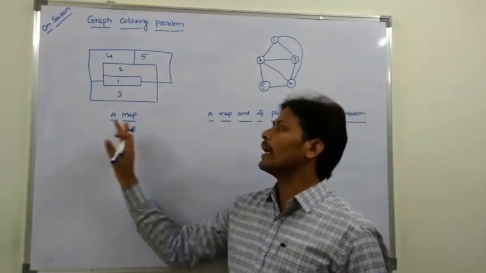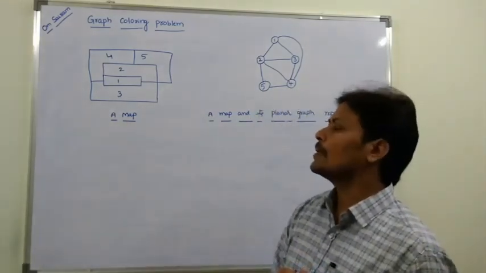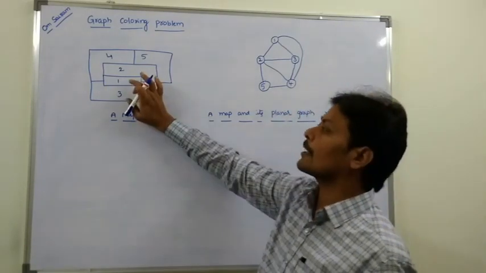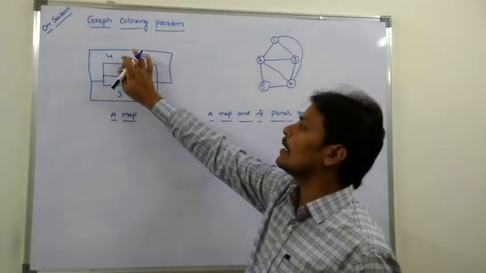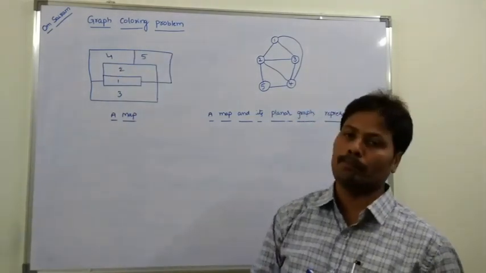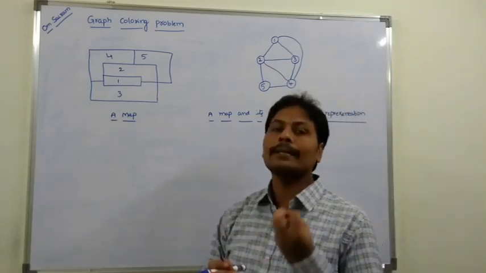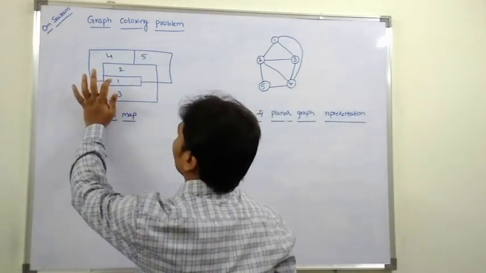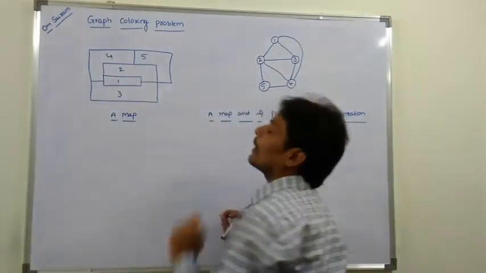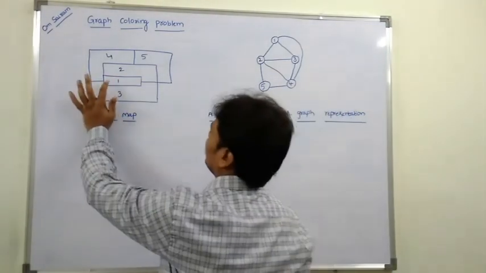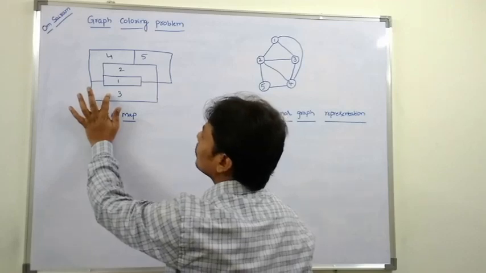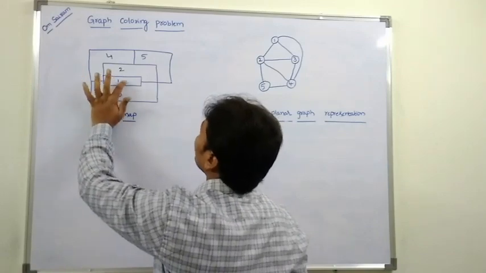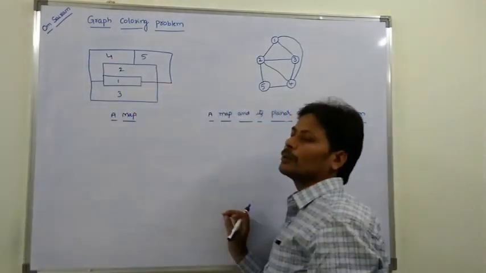So suppose we take this example graph. In this example graph, there are 5 regions: first region, second region, third region, fourth region and fifth region. What are the adjacent regions for region 1? Region 1 is adjacent to region 3, region 1 is adjacent to region 4, and region 1 is adjacent to region 2.